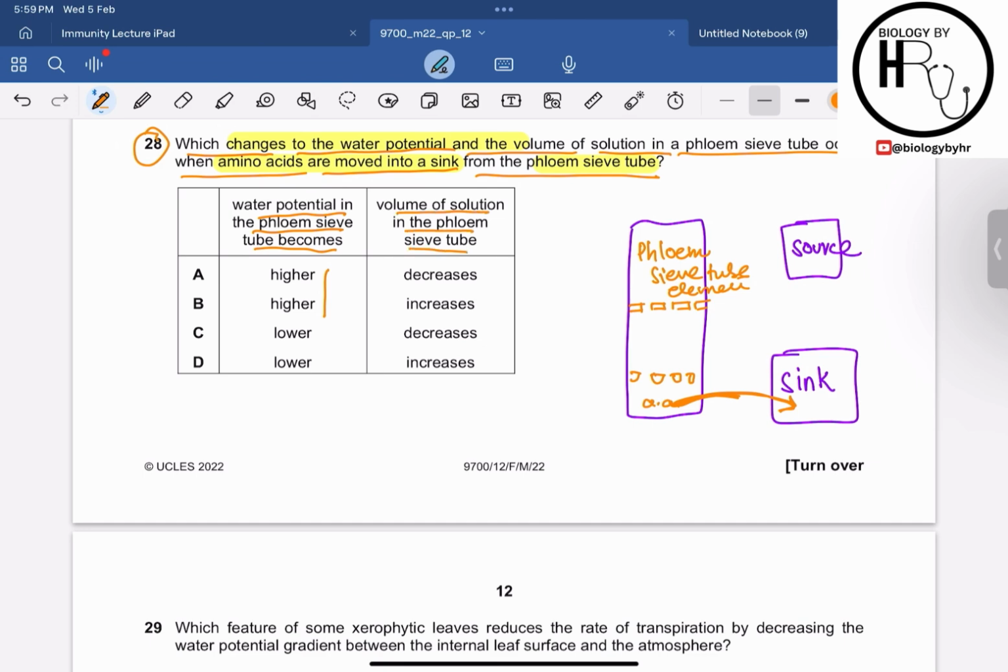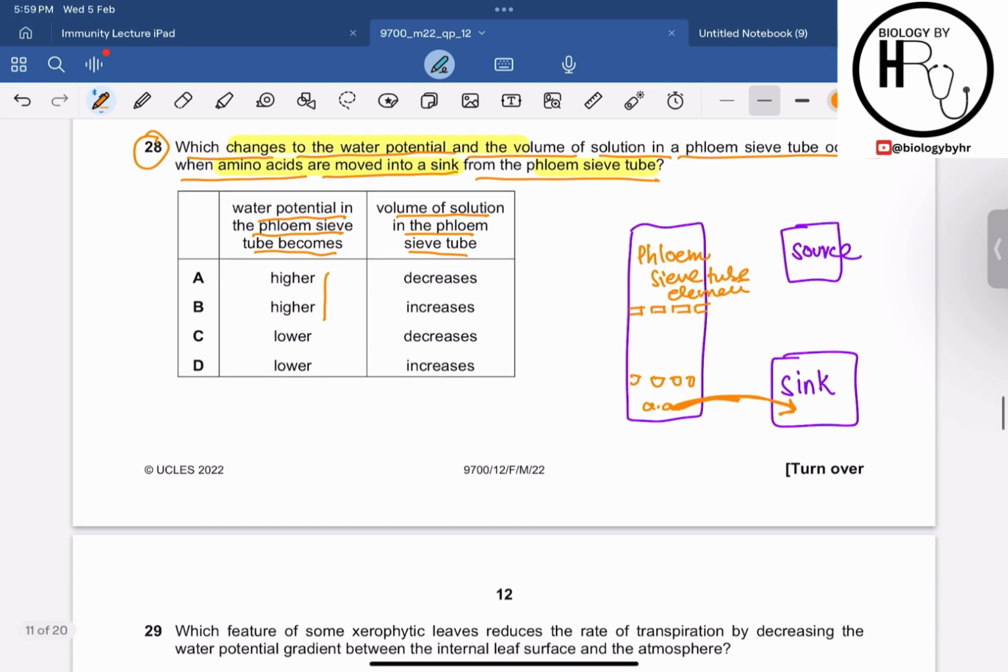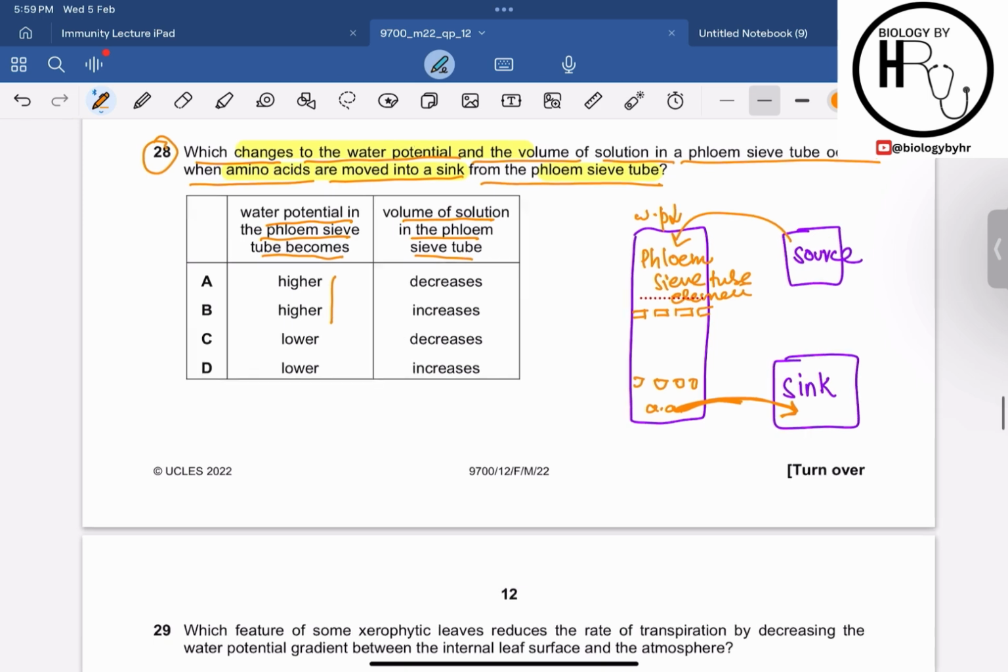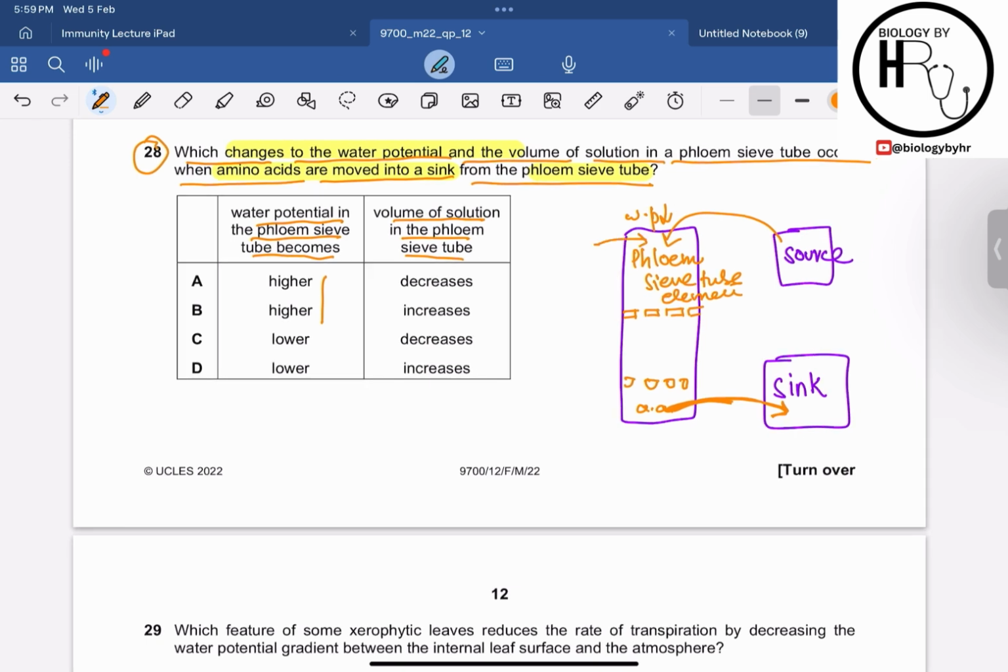Now let's understand the volume of solution in the phloem sieve tube. At the source, when the amino acids are actively loaded into the phloem sieve tube, this will lower the water potential in the phloem sieve tube elements at the source side. So water will enter the phloem sieve tube elements from the surrounding xylem vessels by osmosis, and this will increase the hydrostatic pressure.